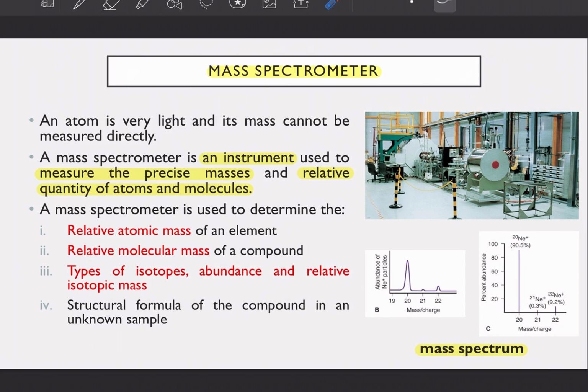So it can determine relative atomic mass, relative molecular mass, types of isotopes, abundance and relative isotopic mass. Okay, ini QI. Structural formula of the compound in an unknown sample. So maksudnya awak akan ambil awak punya unknown sample atau like a small amount of sample, lepas tu awak letak kat dalam benda alah ni. Okay, that is your mass spectrometer. Awak boleh jumpa dekat research centers or chemical centers, I guess.